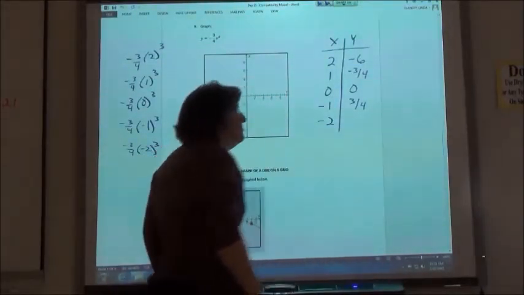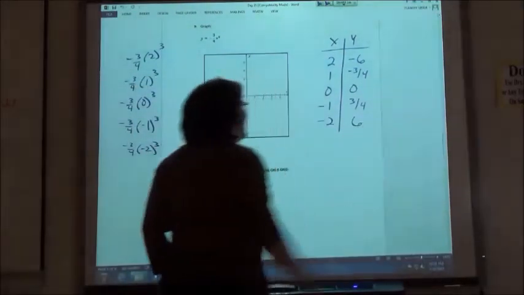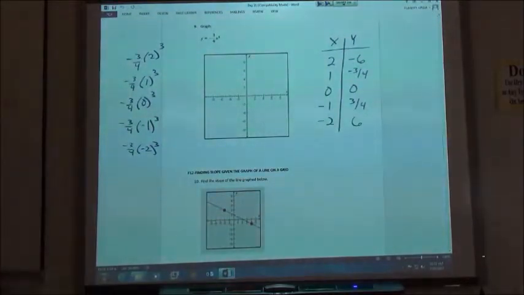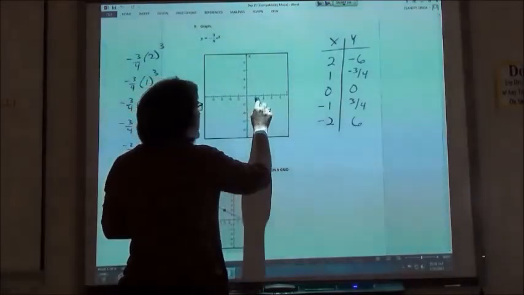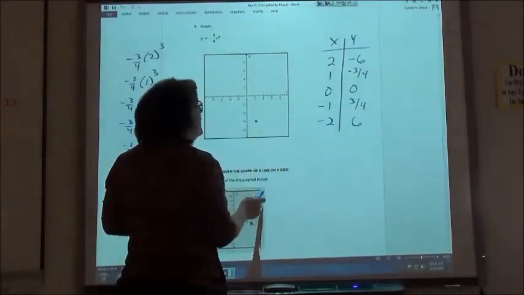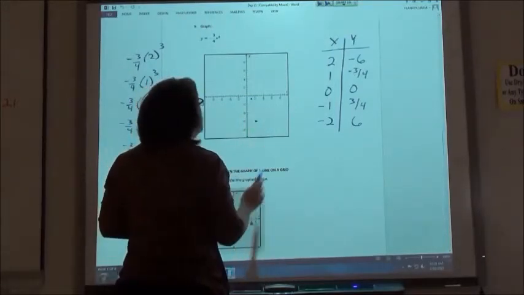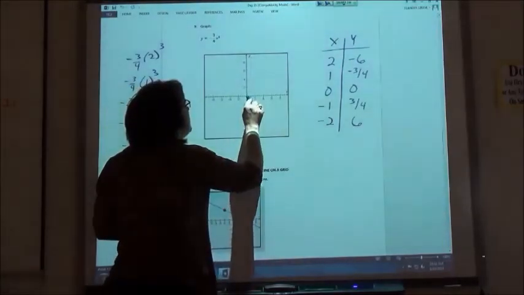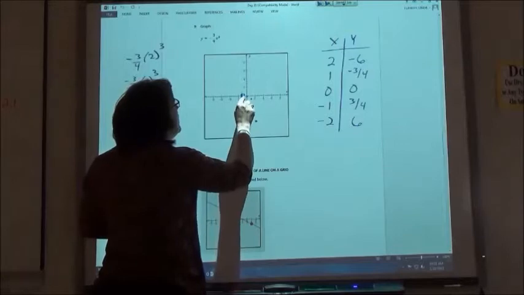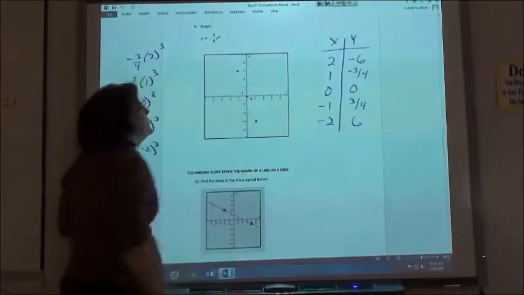-6. Whoops. Oh, what happened? Positive 6. I didn't put my negative in there. So always watch that on these cubic ones, that your answers end up being opposite of each other. So 2 over, down 6. And then we're going to go 1 over and down 3/4, which wouldn't quite be down to that first line. Just estimate that one. 0, 0. -1 up to 3/4, and -2 up to 6.